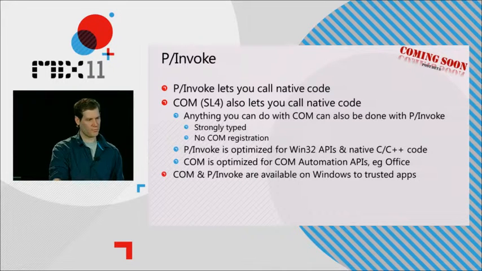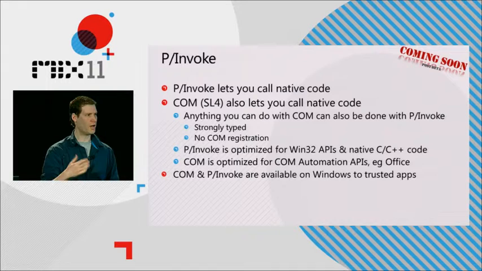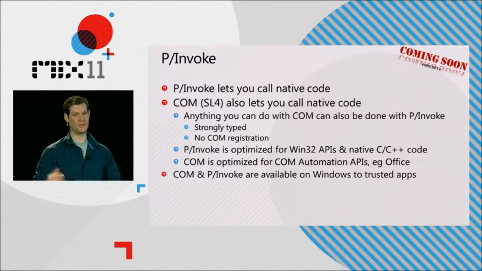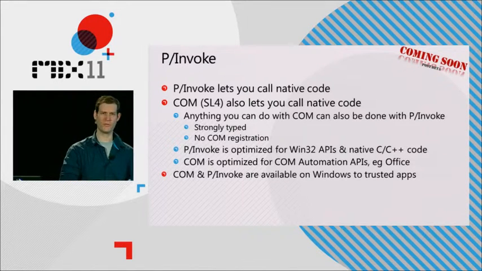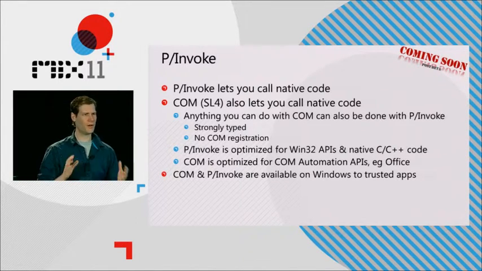And just to clarify how this relates to Silverlight 4, in Silverlight 4, we offer COM. COM also lets you call native code. And pretty much anything you can do with COM, or absolutely anything you can do with COM, you can also do with pinvoke. And for the most part, vice versa. Most of what you can do with pinvoke could have been done with COM, but they're optimized for different scenarios.